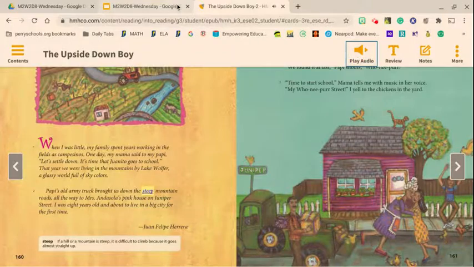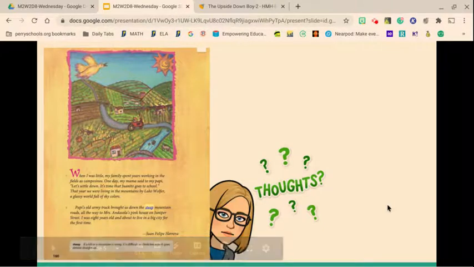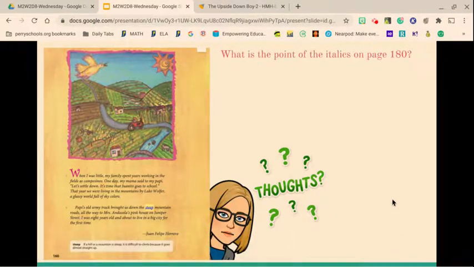Okay, so I wanted to stop on this page and kind of look at what's going on in this page, and there were some things that I noticed. One of the things is this was all written in italics, and italics is where the words are kind of typed at a slant. And so I'm wondering, why did the author write these words in italic? This is actually page 160, not 181.